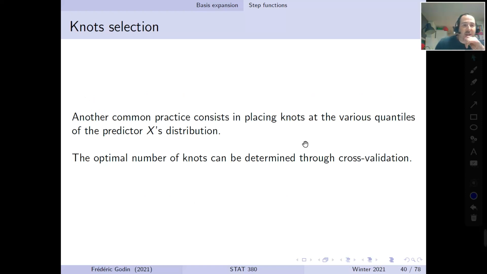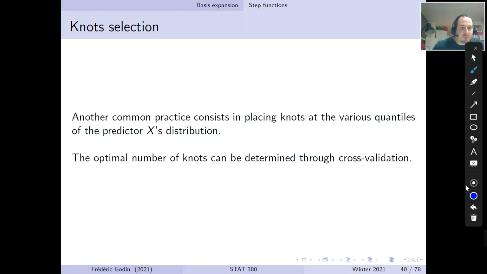Oh yeah, about knot selection, one thing I mentioned. The idea to have more knots where it varies the most is great, but to be convenient, a lot of people place equally spaced knots. But another approach that is very common in practice and which can also be convenient is to place knots at the various quantiles of the predictor X distribution. So for example, if X often takes very large values, but only seldom takes small values, then it might make more sense to place more frequent knots for larger values of X.